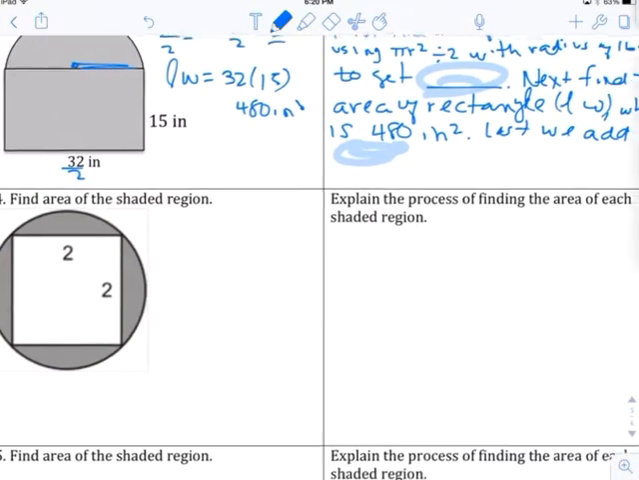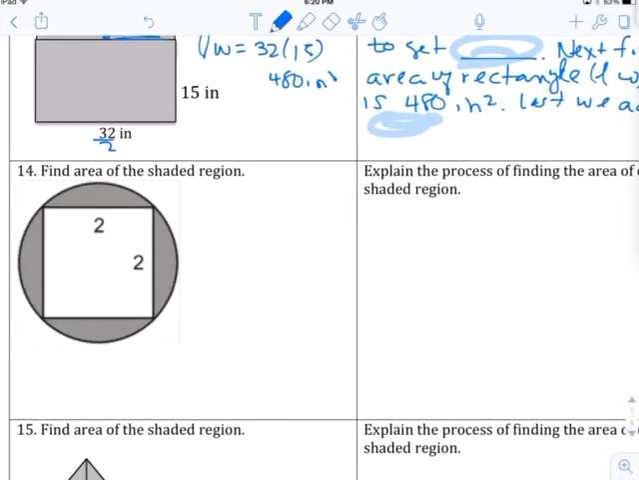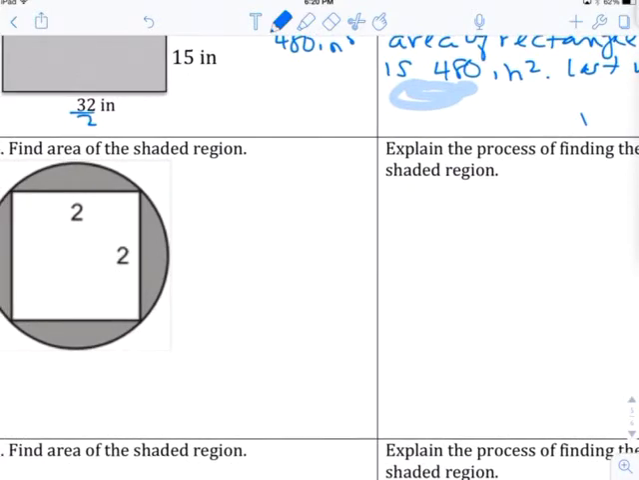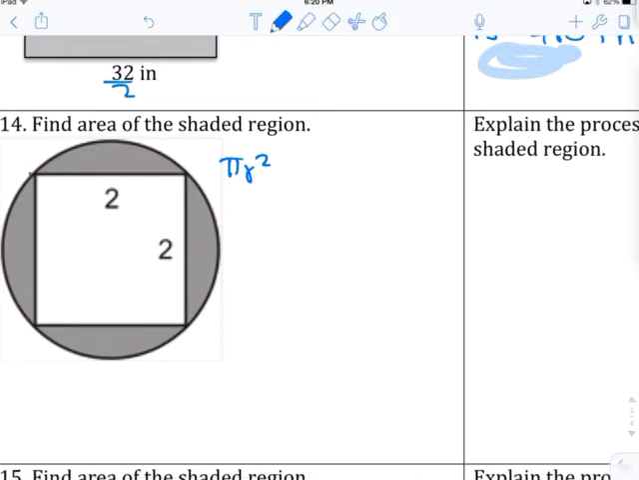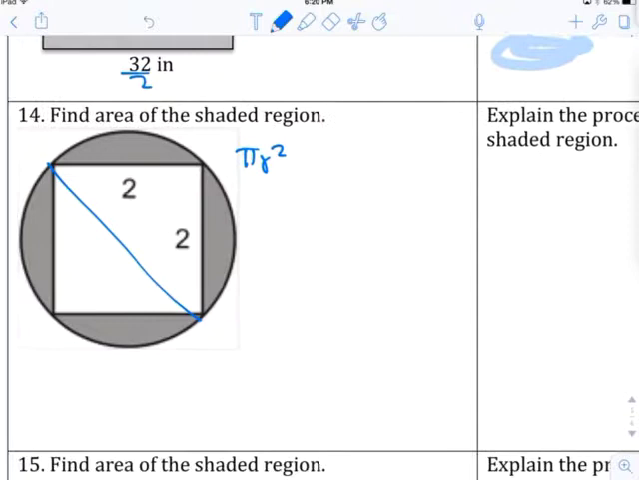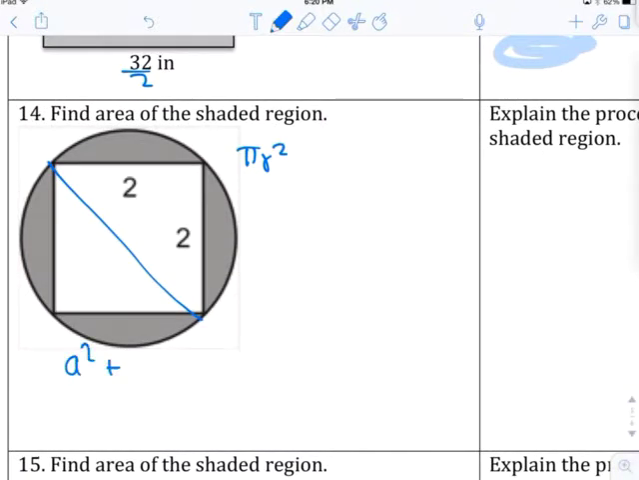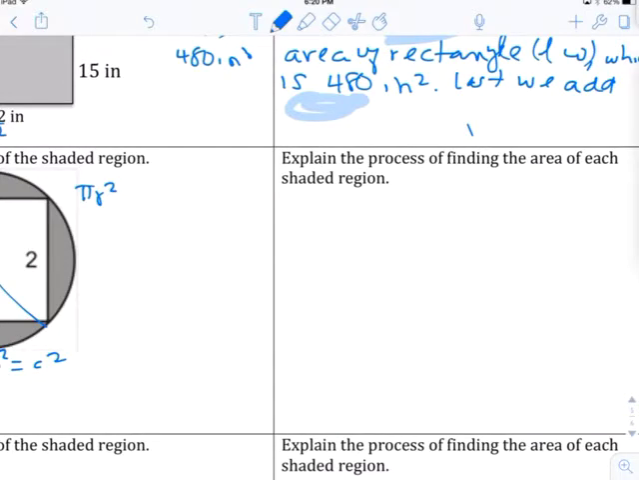Okay. Explain the process. Find the area of the shaded region. First, find the area of the circle by doing pi r squared. Radius, we don't know, radius is missing, so we need to do the Pythagorean theorem. A squared plus b squared equals c squared. That's what you all put here. Okay?